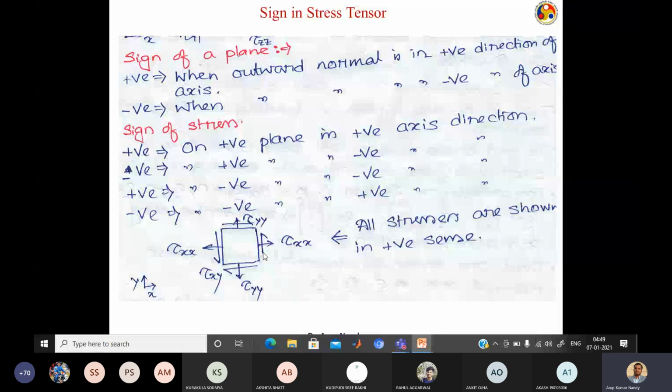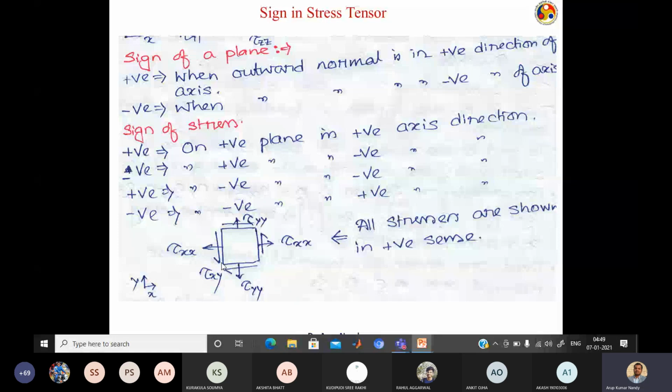Similarly, this is your tau xy. This is on positive x plane and in positive y direction. Now on positive plane, if stresses are in negative direction, then the stresses are negative. So here we have shown only the positive stresses.